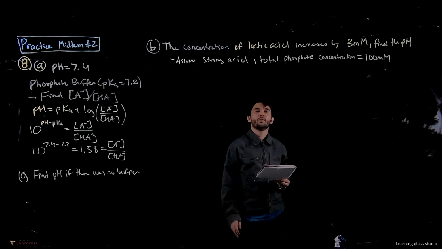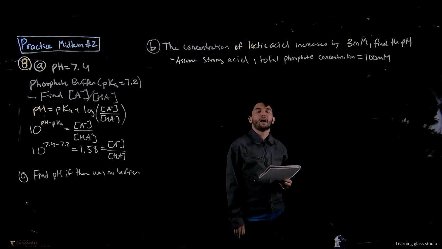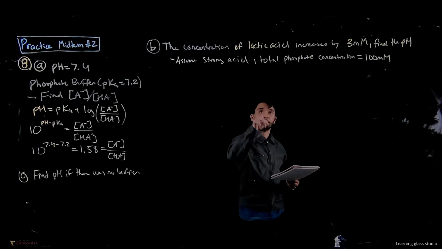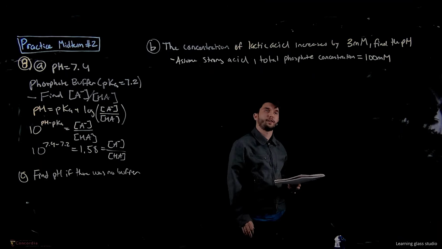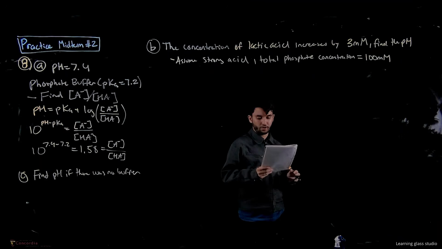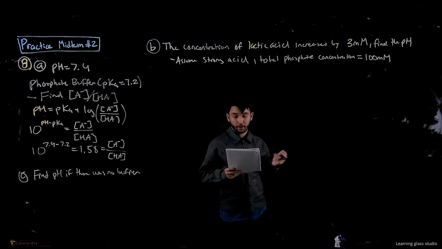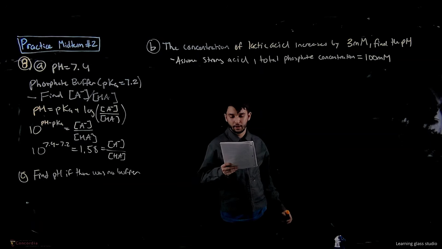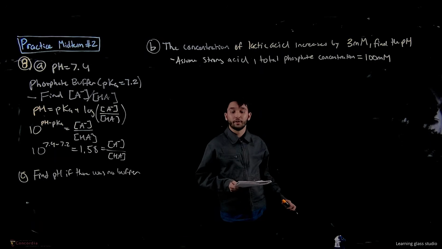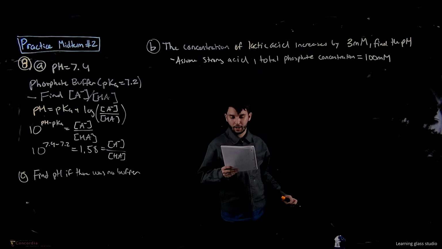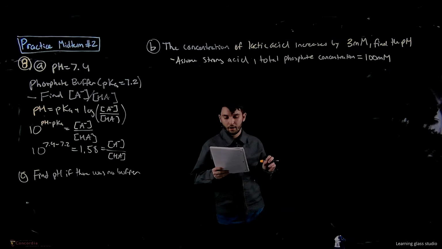Find the pH, and we are assuming that lactic acid is a strong acid, and we know that the total phosphate concentration will be 100 millimolar. All right. So the first thing we have to do is solve a system of equations here, all right, before we can do anything else.